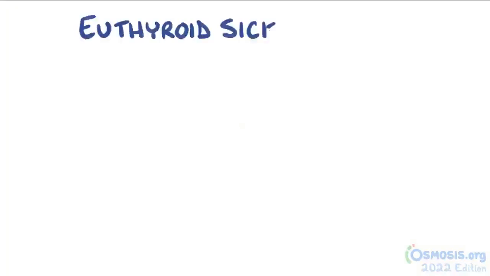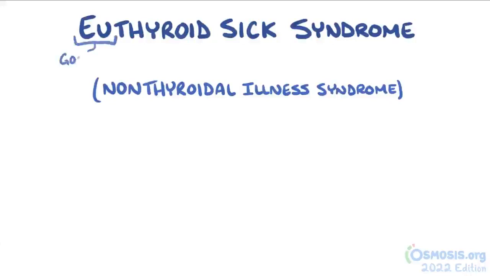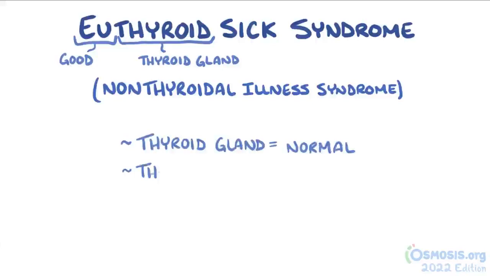The term euthyroid sick syndrome, also known as non-thyroidal illness syndrome, can be broken down. Eu refers to good, and thyroid refers to the thyroid gland, which produces thyroid hormones. So euthyroid sick syndrome is a state where the thyroid gland is functioning normally, but the thyroid hormones are at abnormal levels.